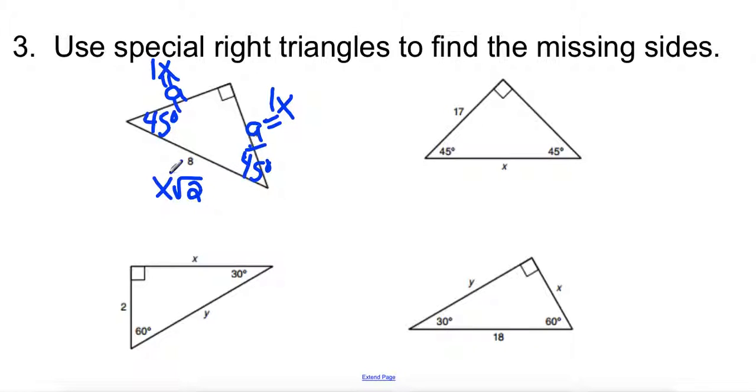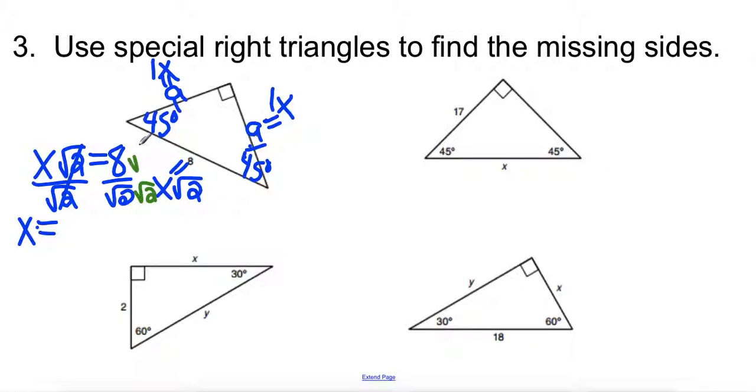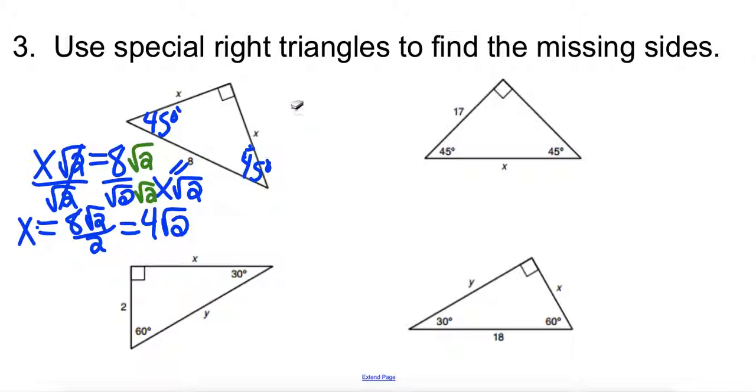But right here I have x root 2 equals 8. That I can solve. Okay, so what we're going to do is solve for x. Divide both sides by root 2. So we have x equals, and then I'm just going to rationalize this denominator. So multiply by root 2, multiply by root 2. That's going to give me 8 root 2 over 2, which is 4 root 2, which means this side of the triangle, over here and over here, these are both 4 root 2.